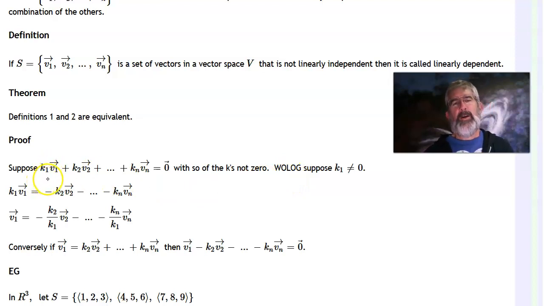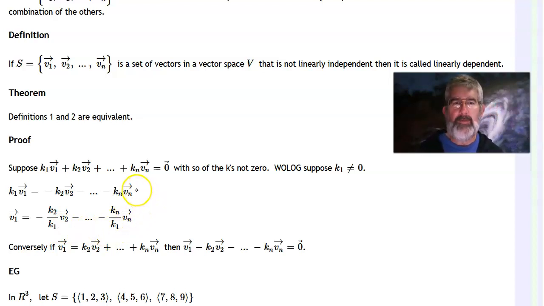Okay. So what I'm going to do is take this equation and move everything over to the other side except for the k1v1. So k1v1 is minus k2v2 minus k3v3 and so on all the way up to minus kn vn. Okay. Notice, since k1 is not equal to 0, I can divide both sides now by k1. Multiply by 1 over k1, whatever you want to think of it as. And what I end up with is that v1 is a linear combination of these others, right?